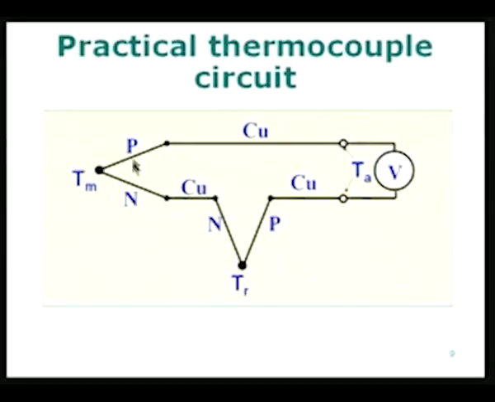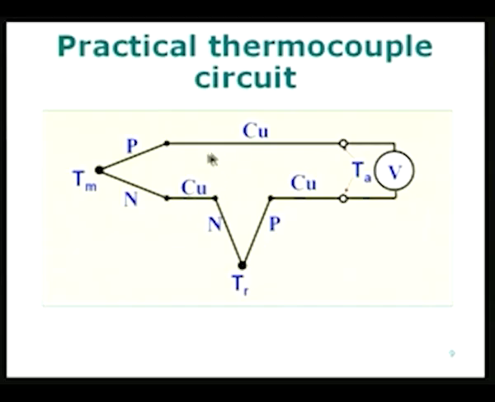We have the P and N material, positive and negative. Sometimes I use plus and minus, sometimes P and N, it means the same thing. One junction is at temperature Tm, and I have the other junction at the reference temperature Tr, with N and P material. This is P and N, this is N and P. This is very important. The junction must be between P and N here, and when you go round, it should be from N to P. This is very important.